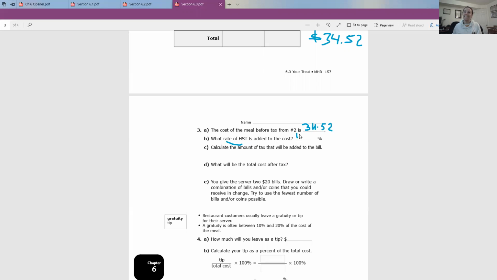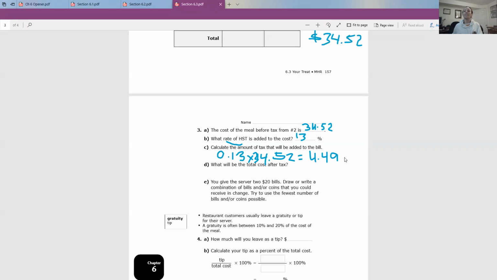It's tax. We add 13%. Good. Okay, calculate the amount of the tax that will be added to the bill. Remember, to calculate tax, turn the percent into a decimal, 0.13, and times it by the cost. So multiply it by 34.52. This should give us our tax. So I've got $4.49. Remember to try to round. Okay, so this is $4.49.